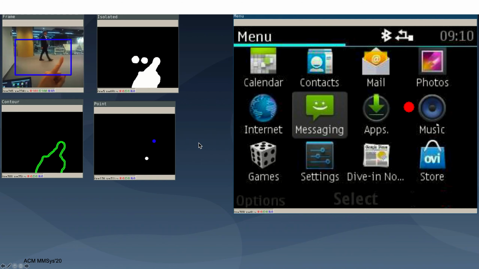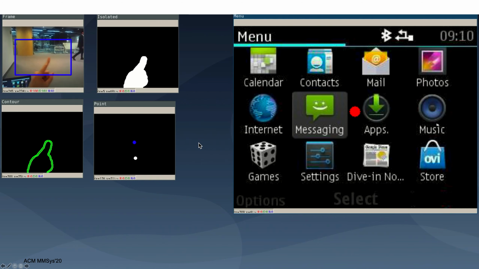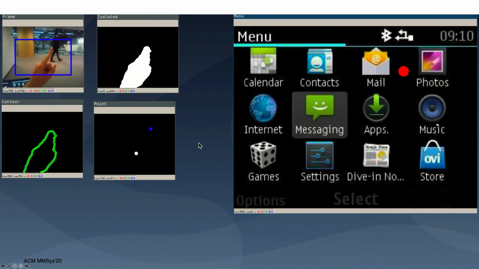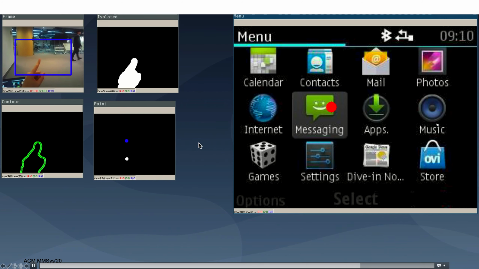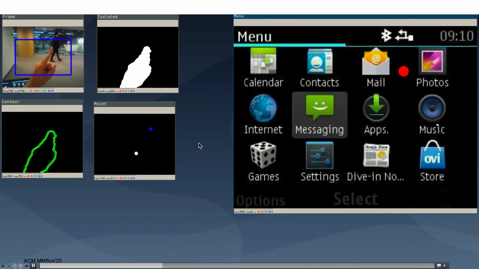And here is another showcase where someone behind serves as a disturbance in the background. So UbiPoint works quite well in a noisy environment.